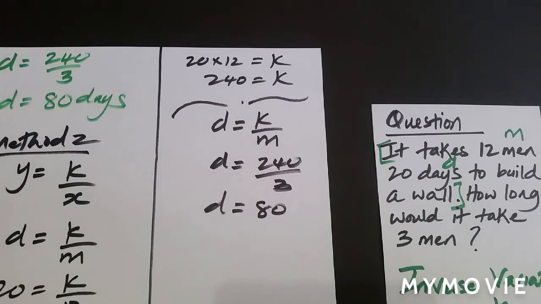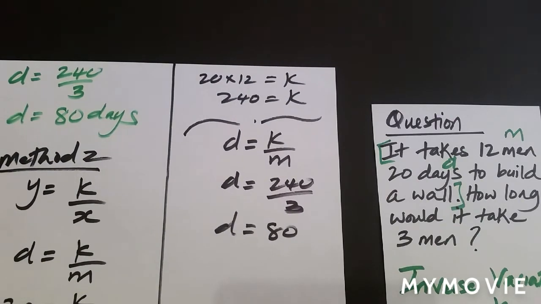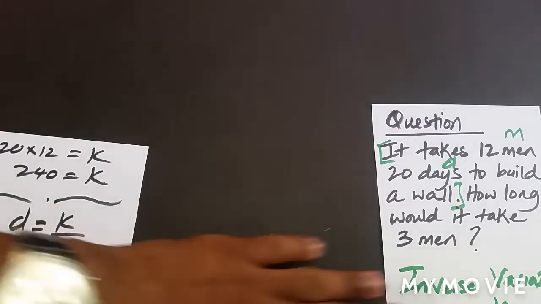So it doesn't really matter whether I put the m first or the d first. You're going to get the same final answer. So this is an example of inverse variation.